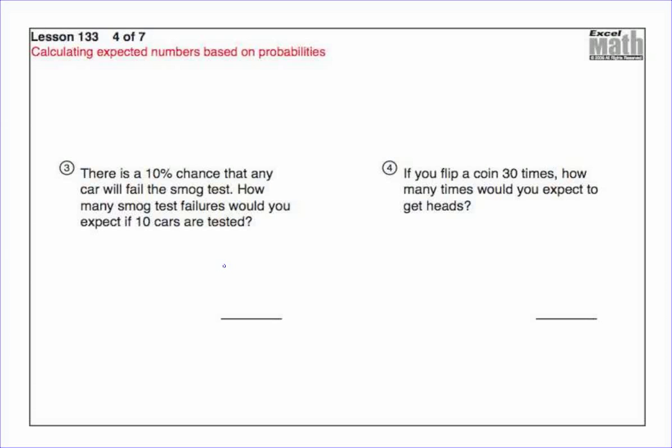All right, number 3 and 4. Go ahead and pause the video, do numbers 3 and 4, turn it back on when you're ready for the solutions. There's a 10% chance that any car will fail the smog test. How many smog test failures would you expect if there are 10 cars tested? Again, remember, if you see a percent sign, probably means you're going to multiply. So we've got 10 cars being tested. We're going to multiply that times 0.1 or 0.10 for the percent, and 10 times 0.10. 10 times 1 is 1, so you would expect to have 1 car that would fail the test.